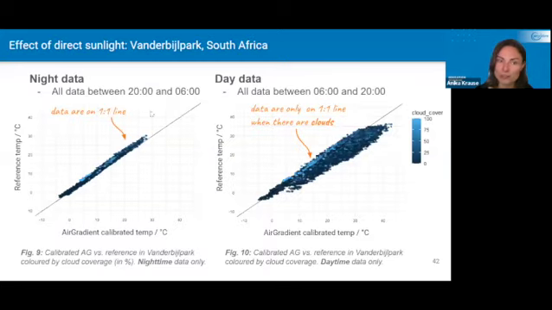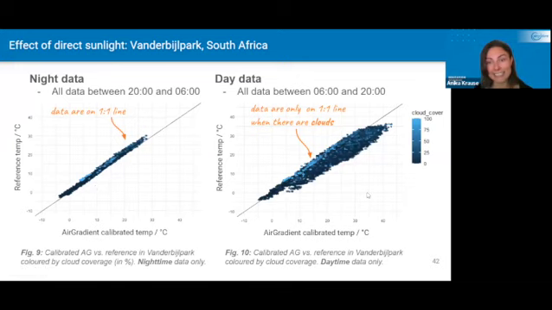Here I've found the reason. And I can explain it to you by splitting the data set into night data and day data. So here on the left, you can see all the data we measured during the nights. Again, the calibrated temperature compared to the reference temperature, and they lie perfectly on a one-to-one line. The colors show us kind of the weather, so how many clouds were there in the sky. But here at nighttime, of course, the clouds don't seem to have an impact, so no matter what color, they are all lying on this line.